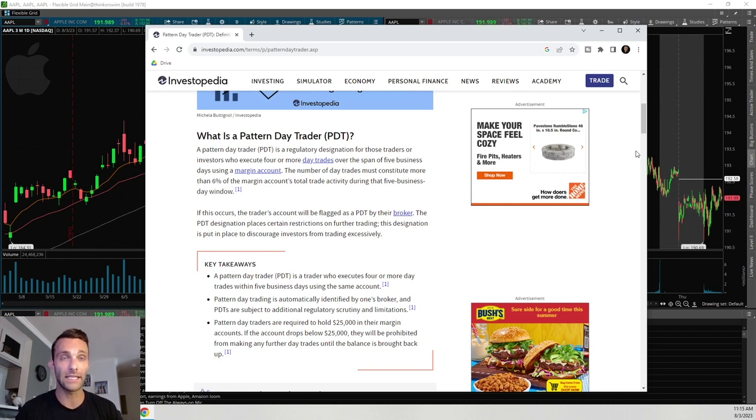The PDT designation places certain restrictions on further trading. This designation is put in place to discourage investors from trading excessively. It's a very serious rule and it applies to all brokers.